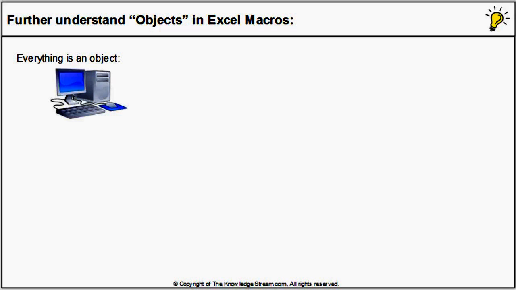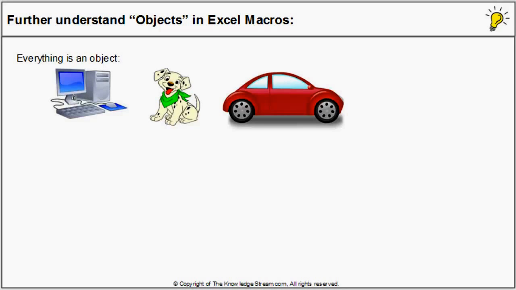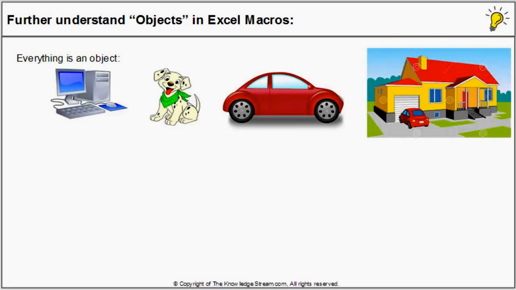Objects can be everything and anything. Some examples of objects in everyday life could be a computer, a dog, a car, a house, and speaking of a house, it can be an object in itself or a collection of objects like chairs, car, computer, etc.